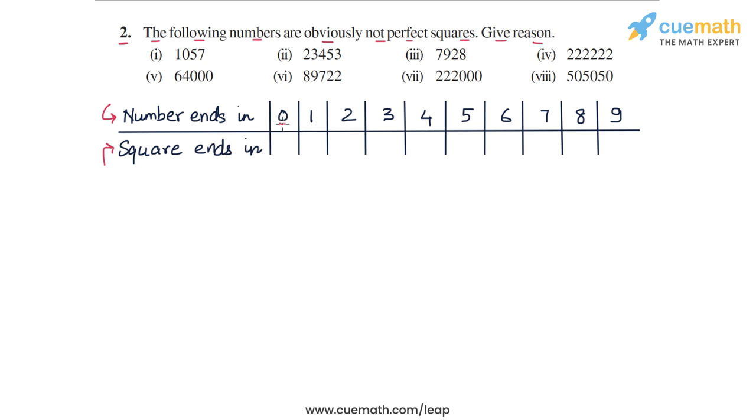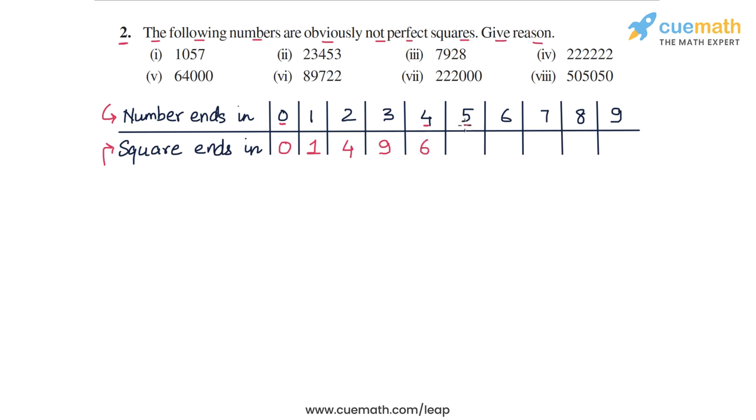If a number ends in 0, then the square of that number will also end in 0. If a number ends in 1, then the square will end in 1 square or 1. If a number ends in 2, then the square will end in 4. If a number ends in 3, the square will end in 9. If a number ends in 4, then what will the square end in? Well, 4 square is 16 and the unit digit of 16 is 6. So the square will end in 6.